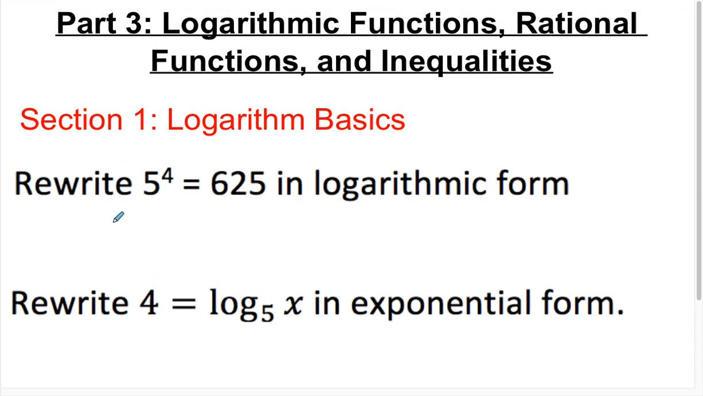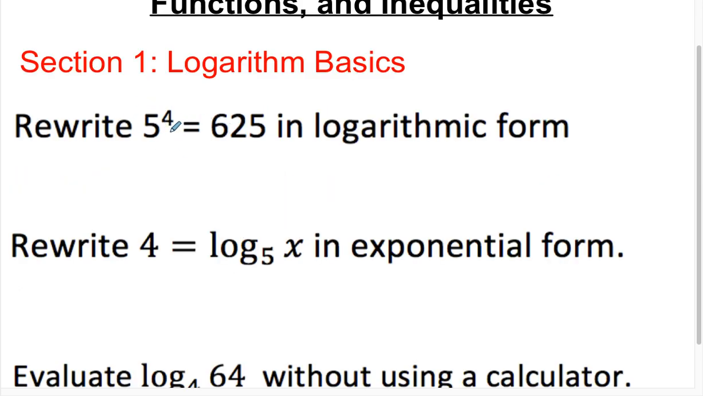You need to know how to convert from exponential form to logarithmic form and vice versa. If we have an exponential expression, 5 to the 4 equals 625, I could rewrite this in logarithmic form by writing log base 5 of 625 equals 4. A logarithmic expression has the same base as the base of the power, and the answer to the logarithmic expression is always an exponent, the exponent of the power, and 625 is what we call the argument of the logarithmic expression.